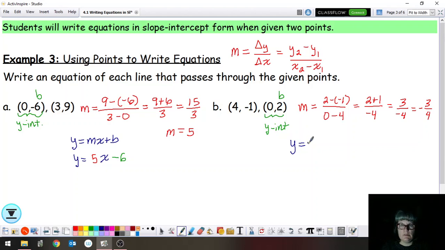Y equals mx plus b. So we have a -3/4 x, and this time we have a +2 for b, because our y-intercept is positive. And that is the equation of our line.